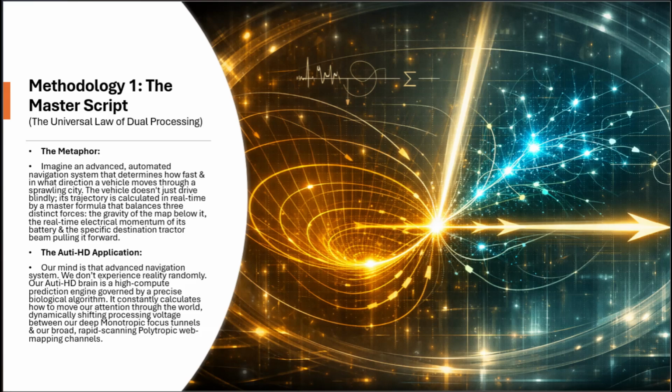The Auti-HD application. Our mind is that advanced navigation system. We don't experience reality randomly. Our Auti-HD brain is a high-compute prediction engine governed by a precise biological algorithm. It constantly calculates how to move our attention through the world, dynamically shifting processing voltage between our deep monotropic focus tunnels and our broad, rapid-scanning polytropic web mapping channels.